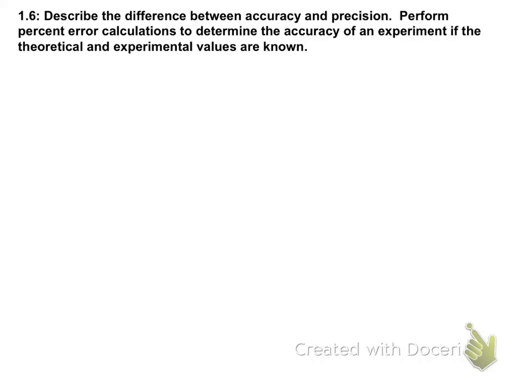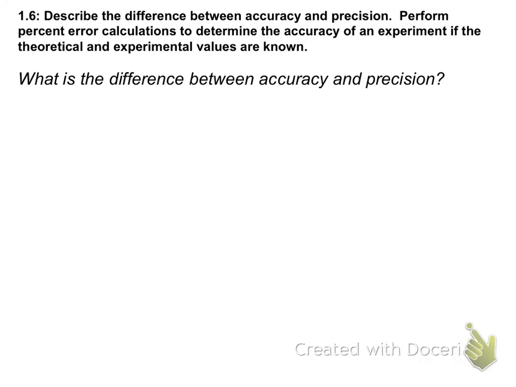So, this morning or afternoon, depending on what hour you are in, we are going to start learning target 1.6, which is to describe the difference between accuracy and precision. And then there's a second part to that learning target, which is perform percent error calculations to determine the accuracy of an experiment if what's known as the theoretical and experimental values are known. So that's the learning target. Let's see what this is all about.